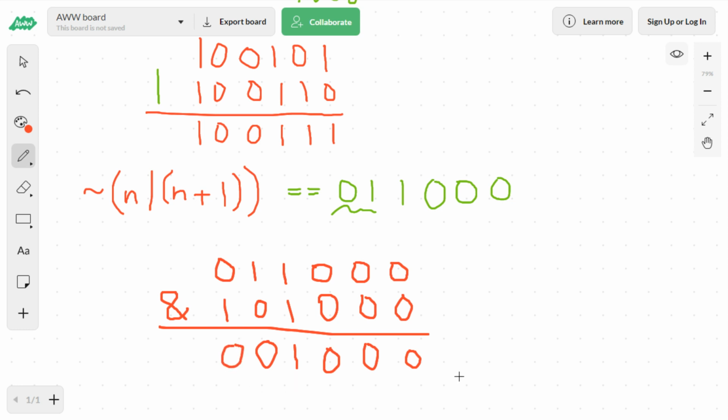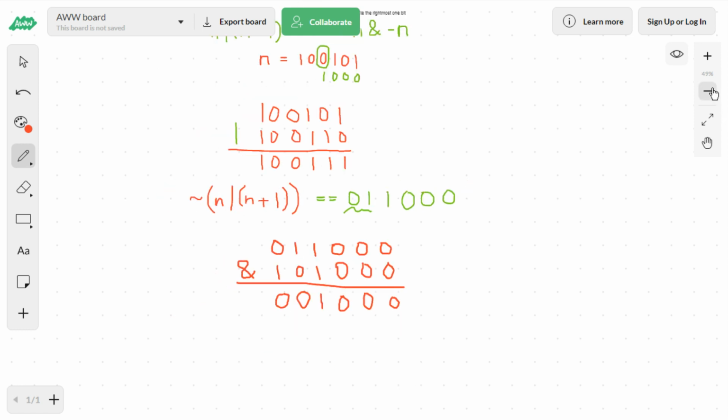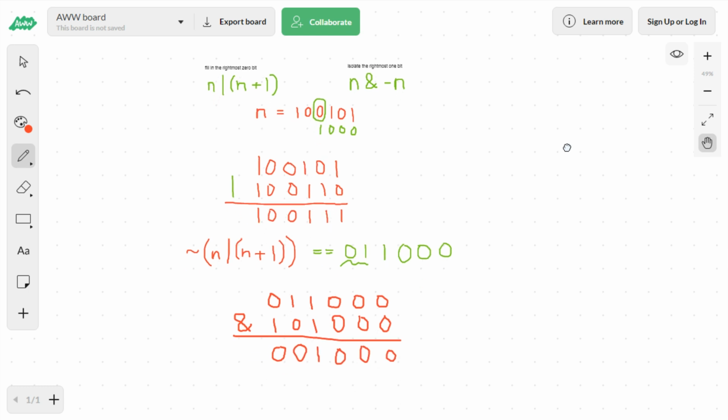So what are we getting from this? Well, we're getting 1, 0, 0, 0. Folks, that's 8. It's what we're looking for. So, cool, we got it. So all we need to do is basically get this number over here, so not n or n plus 1, and then we need to AND that result with negative itself. Okay, that's the game plan.